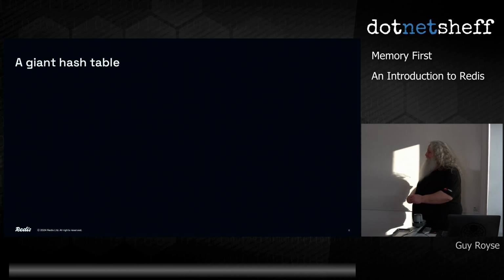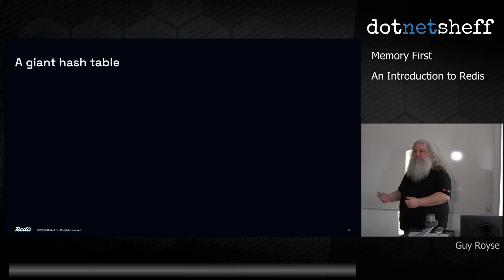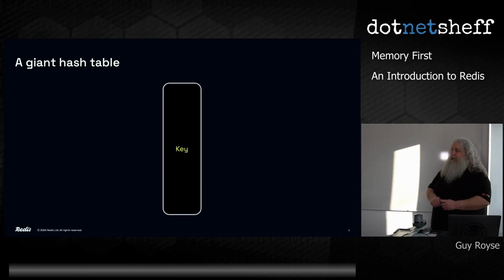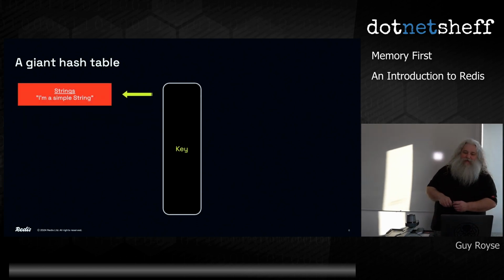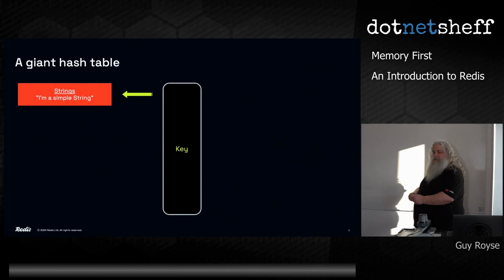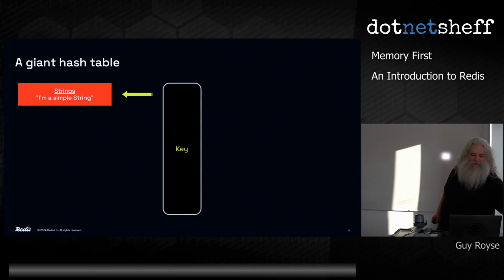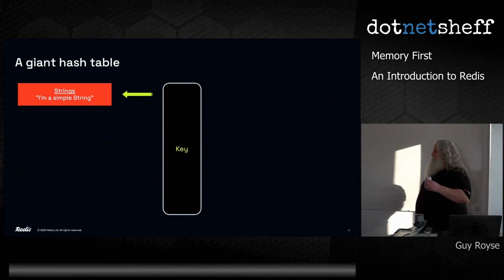Internally, Redis is a giant hash table. And at the heart of the hash table are keys. And those keys can have all kinds of data structures, which I mentioned earlier. The most basic one is the string. The string is kind of a misnomer here. It's not really a string.